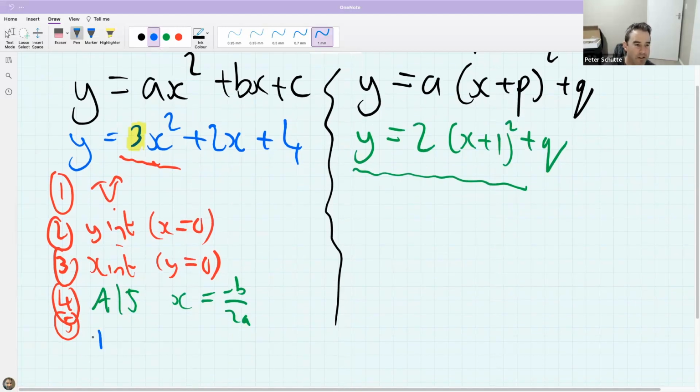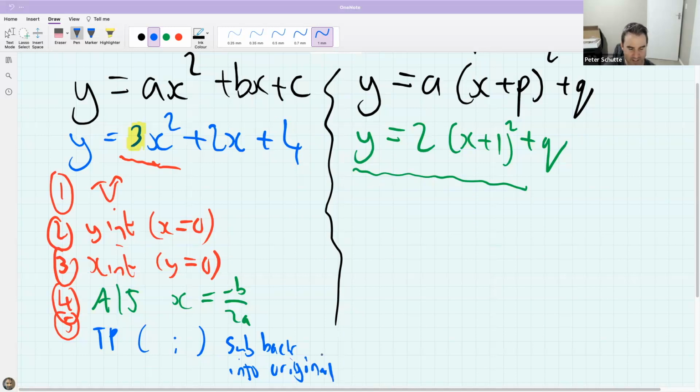Finding the turning points. Okay, and how do I get, so I've got my first value from the axis of symmetry. How do I get that y value? So you substitute it into your equation. Yes. You have remembered it all. Well done. Yes, thank you, sir.